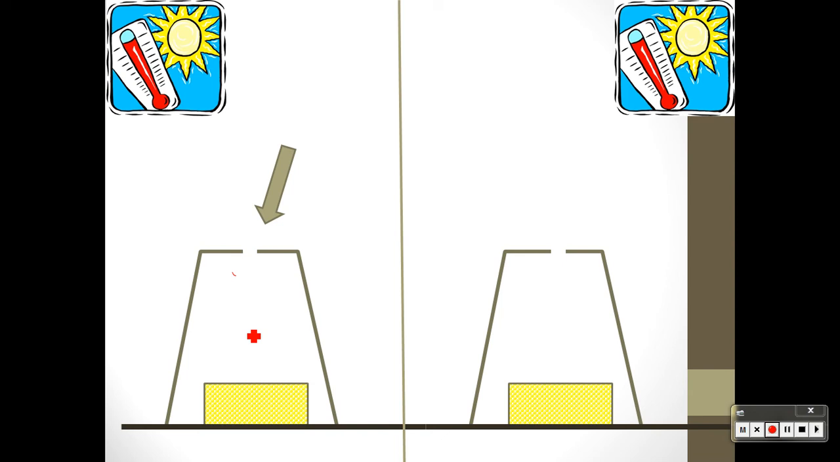Now both cups are the same size, but I put more holes in this one than this one, and both of them are outside in the sun. Which sponge dries out faster? This one. Both cups have molecules that are moving really fast, but this one has more holes, so more will escape.